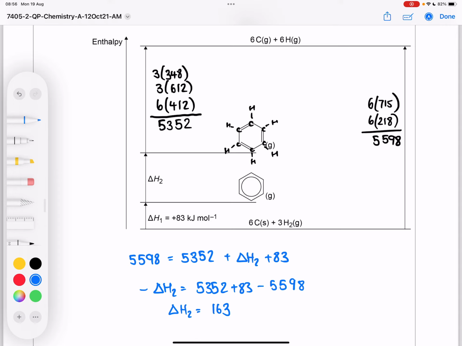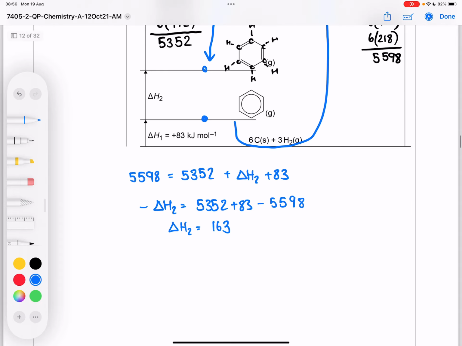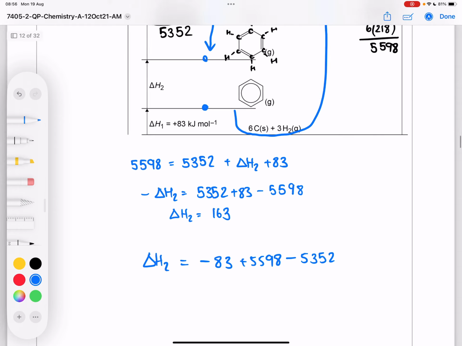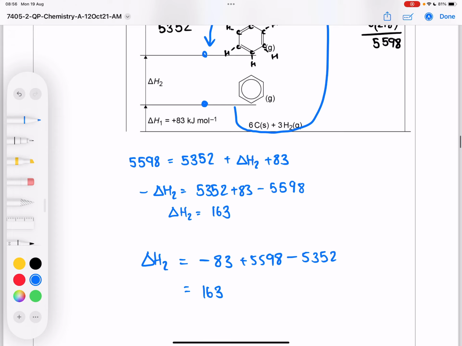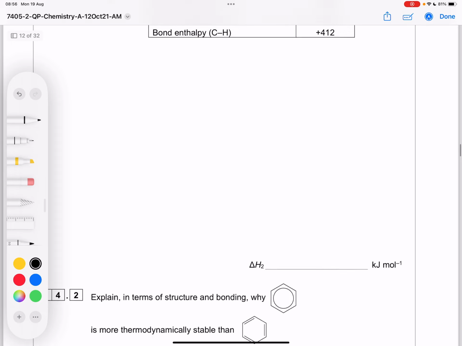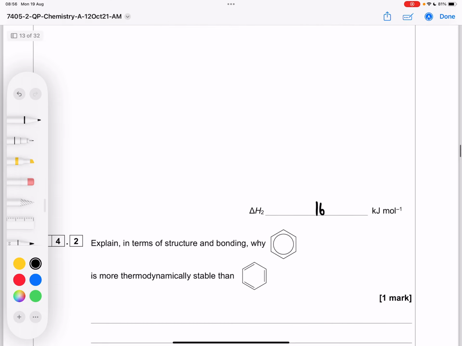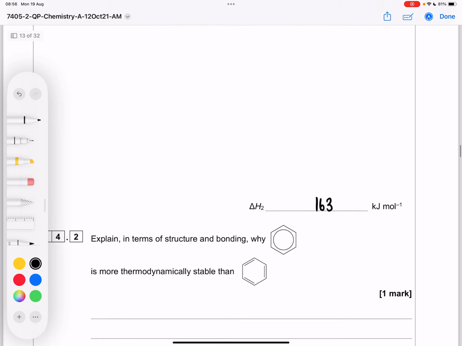So you could do it that way, or if you want to use Hess's law, you could say that the arrow delta H2 starts here and ends here, and so the other route would be all the way around like this. So delta H2 equals minus 83 down that first arrow, plus 5,598 minus 5,352, and you would get the same answer of 163. So if I just go over to the space for that, I can write my answer on the line, 163 kilojoules per mole.